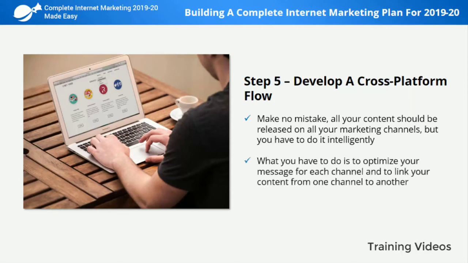What you have to do is to optimize your message for each channel and to link your content from one channel to another. For example, you can tease a piece of content with a brief message with a single image on Twitter and add a link to the full story on Instagram, where you'll add a longer piece of content and a more captivating image inviting users to follow the link in the bio, where you can direct them to a complementary content piece on your website.